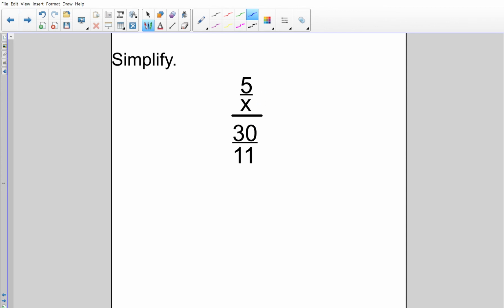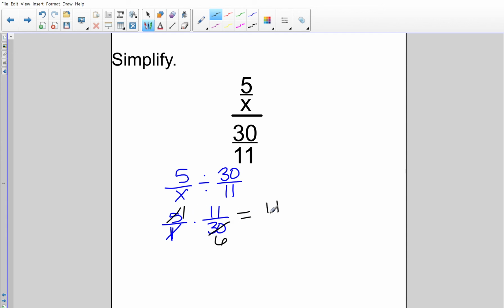It's when I contain variables that I really want to pay attention to what I'm doing. So this one, I'm going to rewrite this as 5 over x divided by 30 over 11. So it's 5 over x, it's an x, times 11 over 30. So once I've changed it to multiplication, I'm free to reduce. So I can divide by 5, and I can divide by 5 here. And so I multiply across, and I have 11 over 6x. So some of these you can and can't do in your calculator. So again, you may want to write it out and see what you can do, but make sure that variable's in the right position.